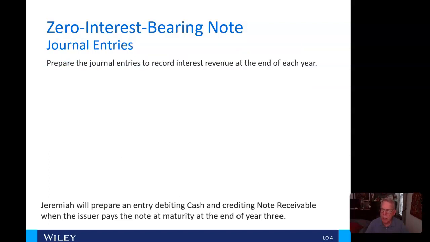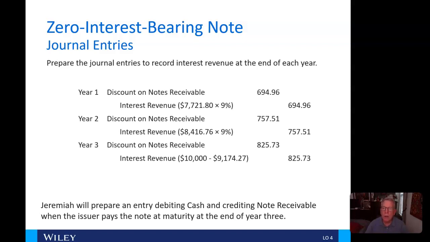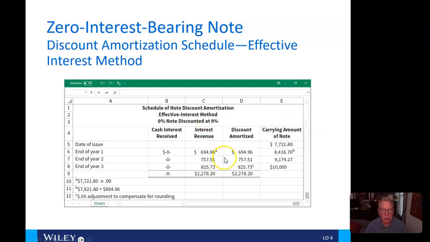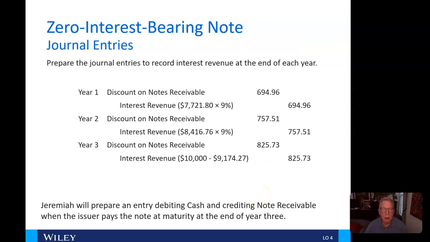All right, so what are the journal entries to record that? Here, the discount on notes receivable and interest revenue for the 3 periods, the accounts are all going to be the same. The numbers are going to be different based on that schedule here. As you see, the discount amortization schedule. Okay, so Jeremiah is going to prepare an entry debiting cash and crediting notes receivable when the issuer pays the note at maturity at the end of year 3. That's pretty obvious.